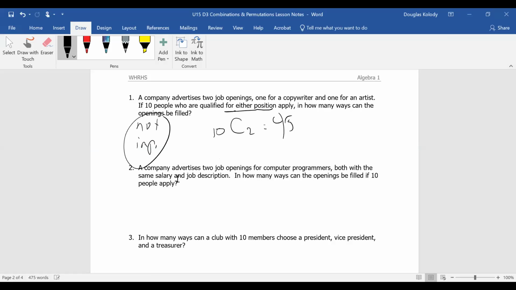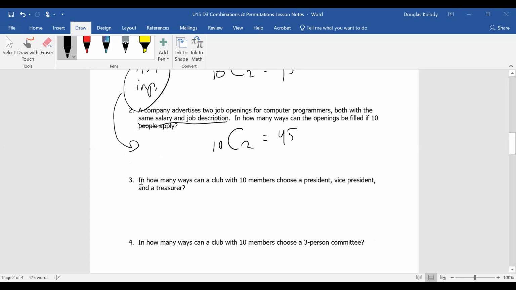There we go. A company advertises 2 job openings for computer programmer, both with the same salary and job description. In how many ways can the jobs be filled if 10 people apply? So once again, now it's even more of the same. I know they can apply for either position, but both have the same salary and the same job description. So I'm going with 10C2 here again because it's the same salary and same job description. Order is not important as well. So that's the same 45 ways to do things.